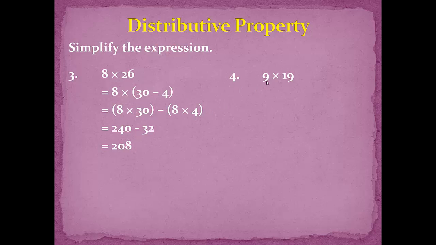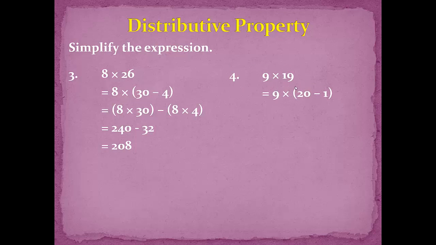And for number 4, I have 9 times 19. If I wanted to use addition, I could say that 19 could be 10 plus 9. But since I want to use subtraction on this one, I'll go ahead and take 19 up to the next 10, which would be 20. And now I need to figure out what I need to subtract from 20 to go back to 19. And that number would be 1, because 20 minus 1 equals 19. So I'm going to use 9 times the quantity 20 minus 1.